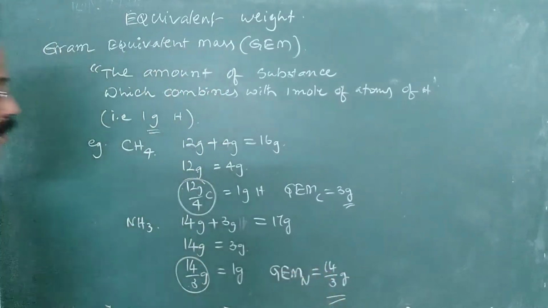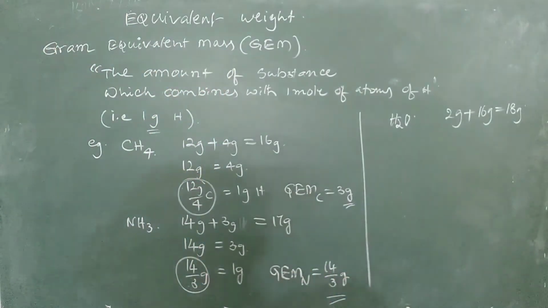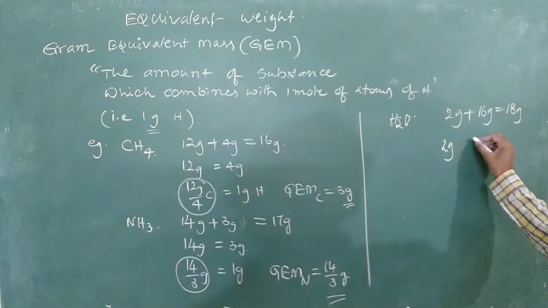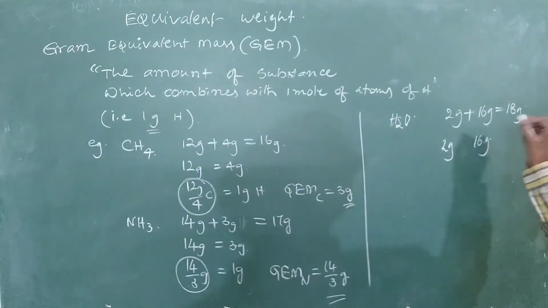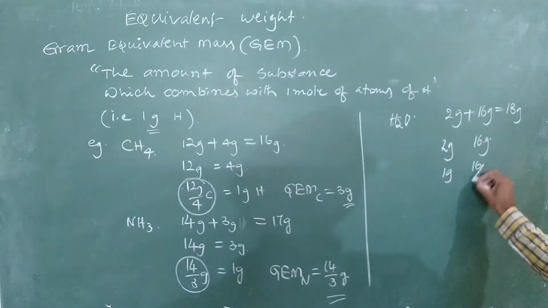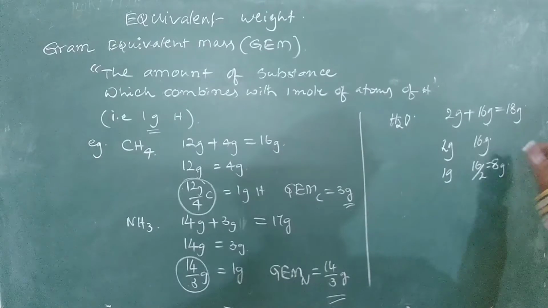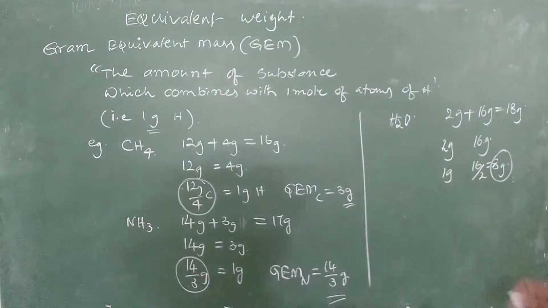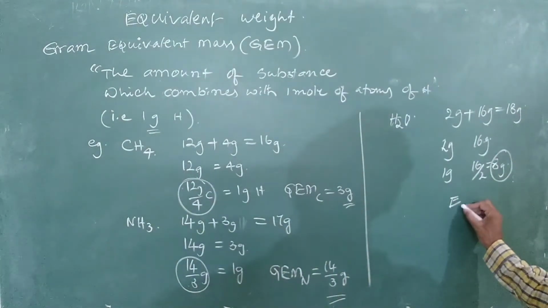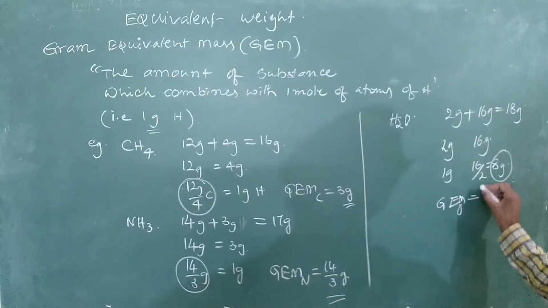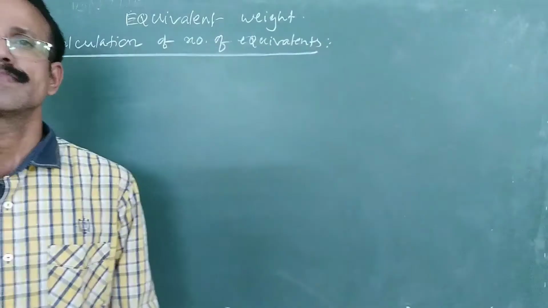So this is the gram equivalent mass of nitrogen. And 1 mole of water contains 2 gram of hydrogen and 16 gram of oxygen. Now 2 gram of hydrogen combined with 16 gram of oxygen, or 1 gram of hydrogen combined with 8 gram of oxygen. So by definition this is the amount combining with 1 gram of hydrogen. So now the equivalent mass of oxygen, or gram equivalent mass of oxygen, is equal to 8 gram, right?